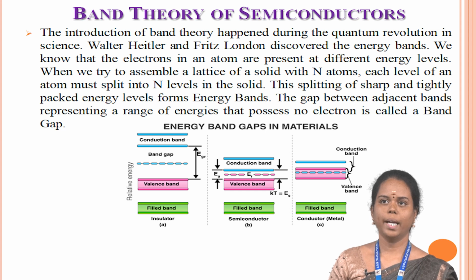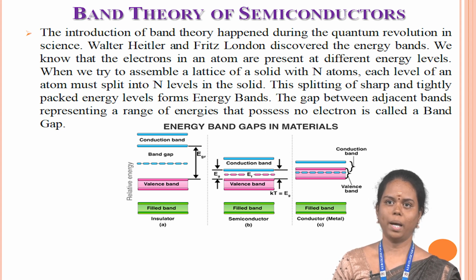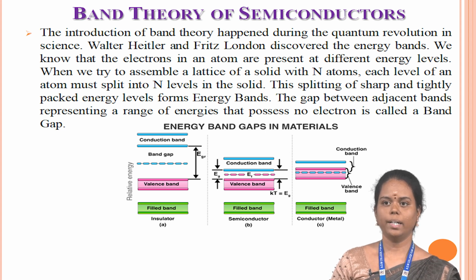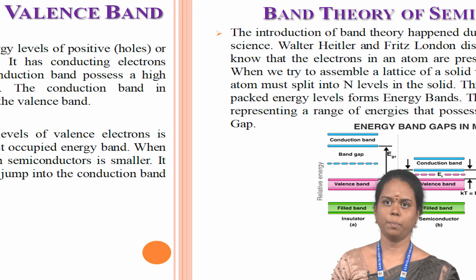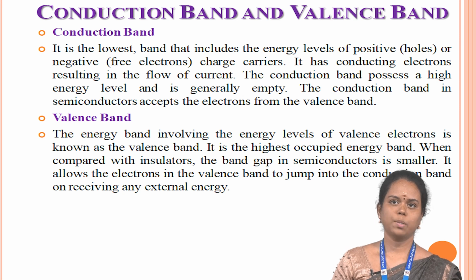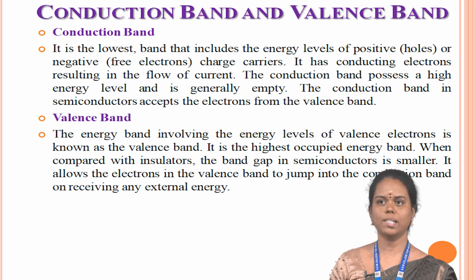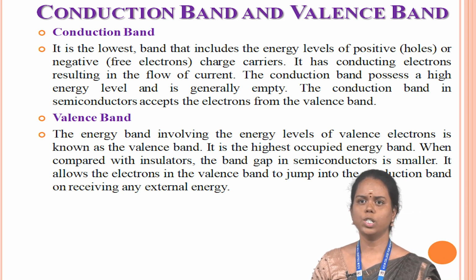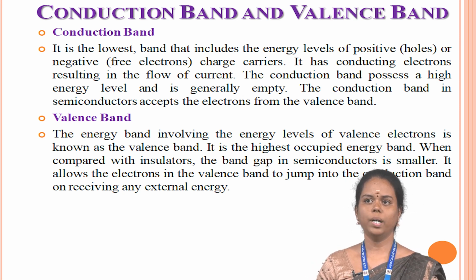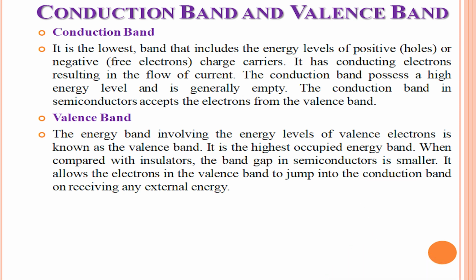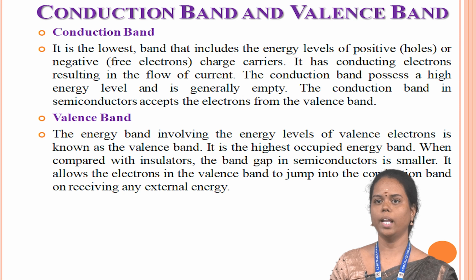This one is the band gap in materials: the band gap, the conduction band and then the valence band, for insulators, semiconductors and conductors (metals). First is the valence band. The energy band involving the energy levels of valence electrons is known as the valence band. It is the highest occupied energy band. When compared with insulators, the band gap in a semiconductor is smaller. It allows electrons in the valence band to jump into the conduction band on receiving external energy.